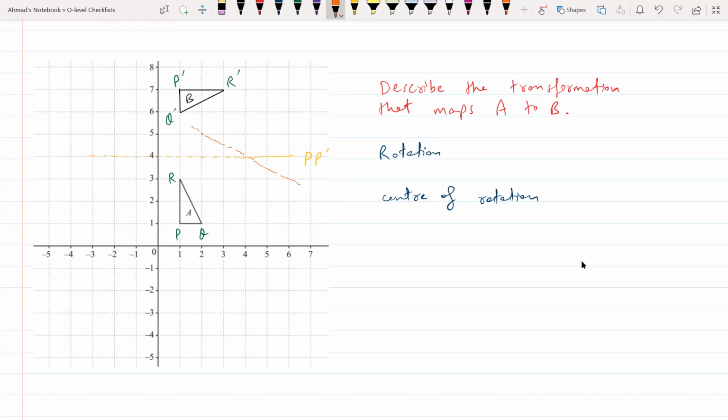ये आपने R dash का perpendicular bisector बना लिया, ठीक है? You know how to draw perpendicular bisectors using a compass. जहां पे intersect कर रहे होंगे, that is your center of rotation. Okay, so this here is your center of rotation. आप verify कर सकते हो.